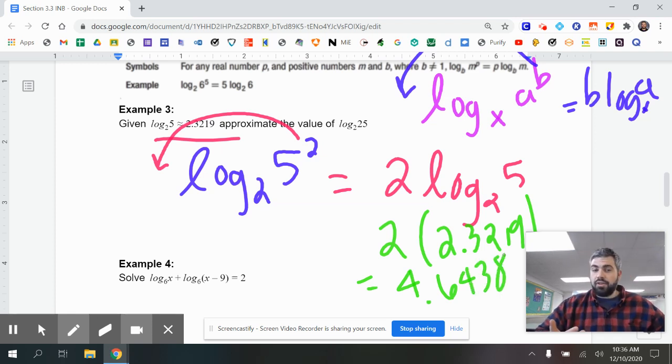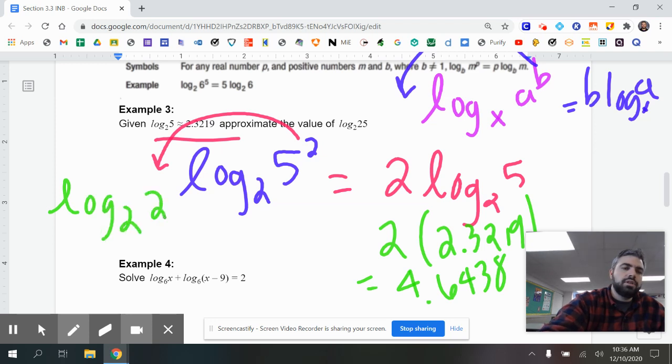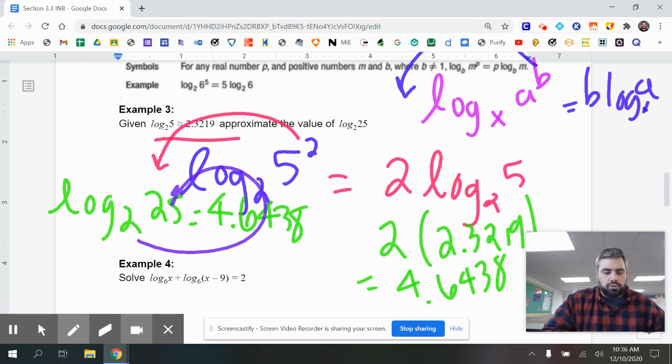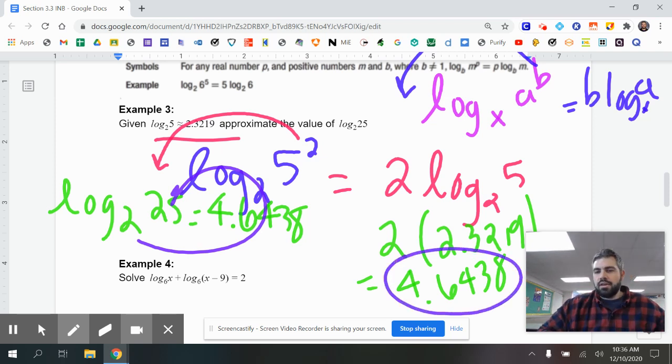4.6438. And if you wanted to check your answer, it's really saying that log base 2 of 25 is equal to 4.6438. So I could just do the loop rule and check to make sure it's true. 2 to the power of 4.6438 is equal to 24.9999. That's pretty close to 25, so we know that we are correct when we say 4.6438, using our approximation of log base 2 of 5.